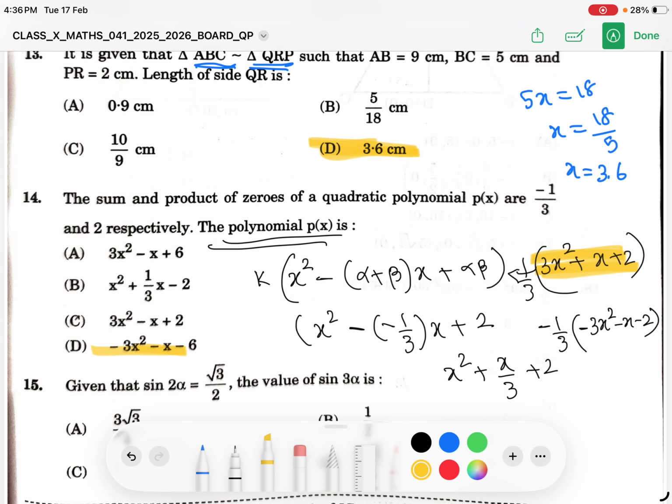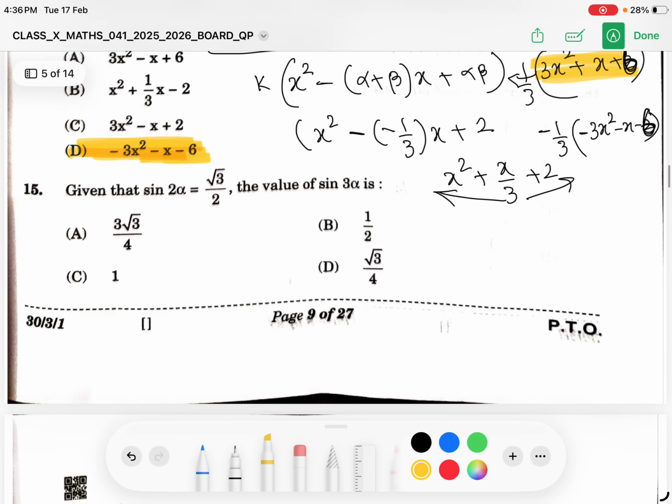So the answer is minus 3x square minus x. No, we should multiply by 6. 6 will come here, and here also 6 will come, because you are taking the LCM, 2 times 3 is 6. So the answer is D, 3x square minus x minus 6.